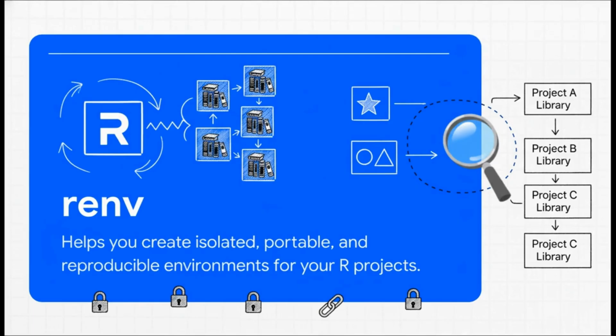The answer is an incredible package called renv. That's renv. It solves this problem so elegantly. What it does is it gives each of your RStudio projects its very own private, isolated library of packages. So Project A can be happily using an older version of a package, while Project B is using the latest and greatest, and they never ever mess with each other.